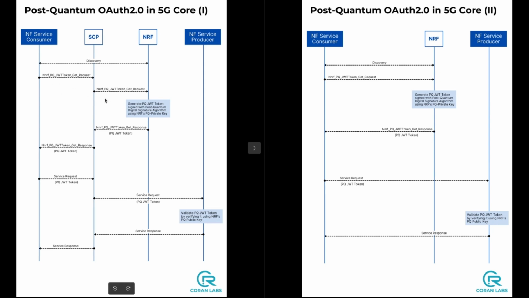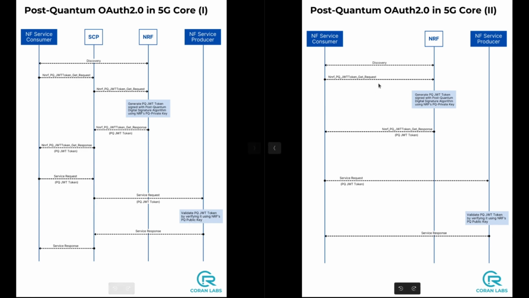In the first flow, it includes the SCP: the post-quantum token request goes to the SCP, which then forwards it to the NRF. The NRF, working as the authorization server, generates post-quantum JWT tokens signed with MLDSA using its post-quantum private key. Then in response, it gives the token back to the SCP, which forwards it back to the consumer. Then the service request starts, and finally the post-quantum token is validated by the producer using the NRF's public key, and then the service takes place.